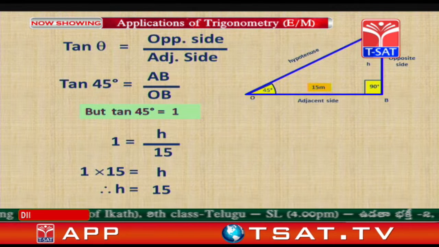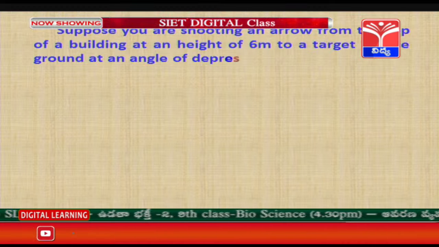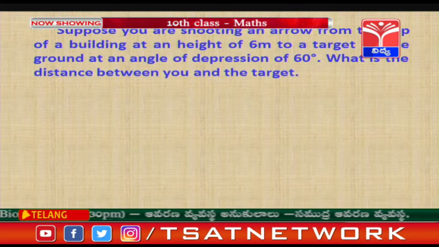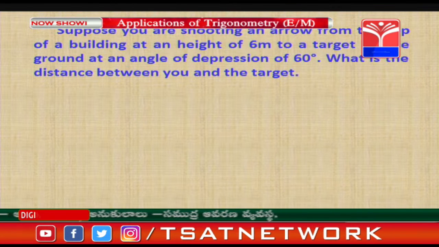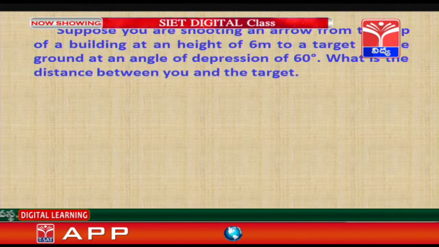Now, let us discuss one more sum here, please see. Suppose you are shooting an arrow from the top of a building at a height of 6 meters to a target on the ground at an angle of depression of 60 degrees. What is the distance between you and the target?